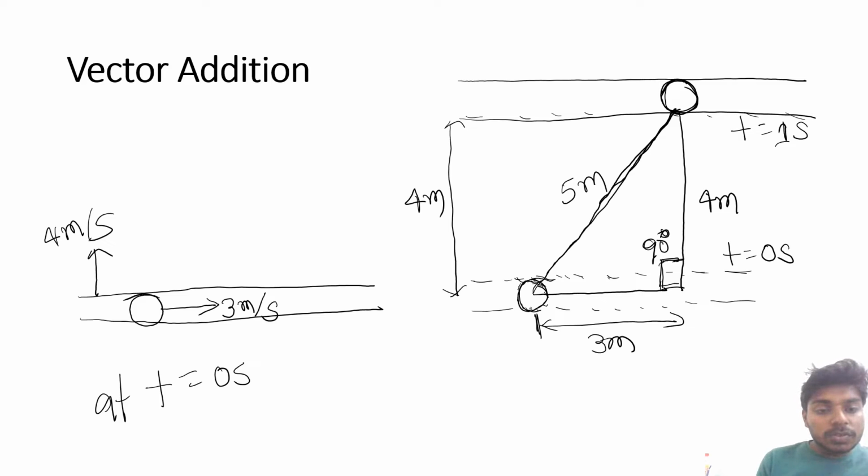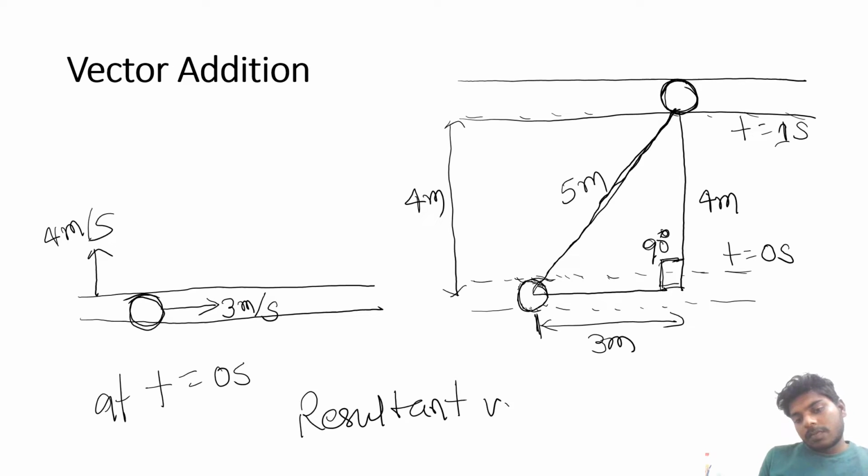This ball is experiencing two velocities. One is by itself, it is moving 3 meters per second, and that is a vector. And in the upward direction also, because the tube is moving, along with the tube the ball is also moving. That's why the resultant velocity of this ball becomes the addition of these two velocities, and that is 5 meters per second. That is a resultant velocity equal to 5 meters per second.